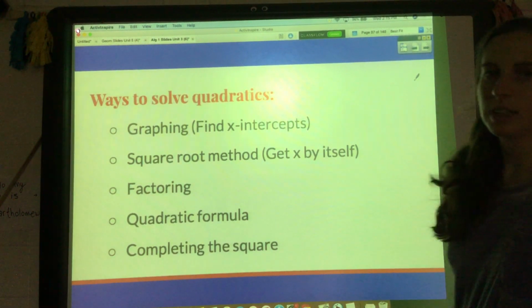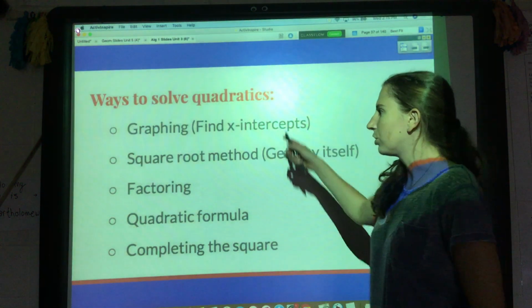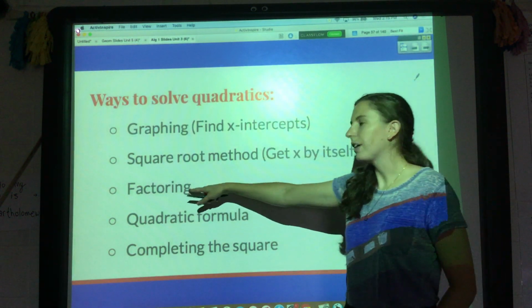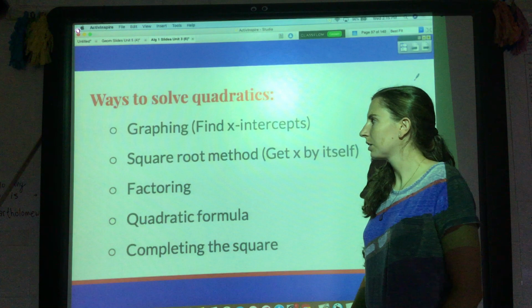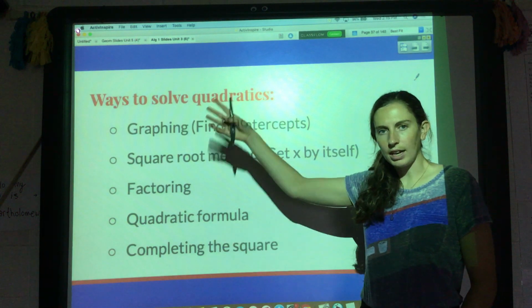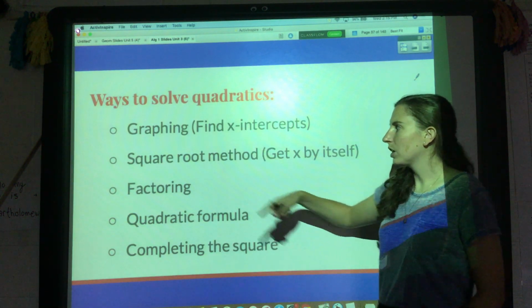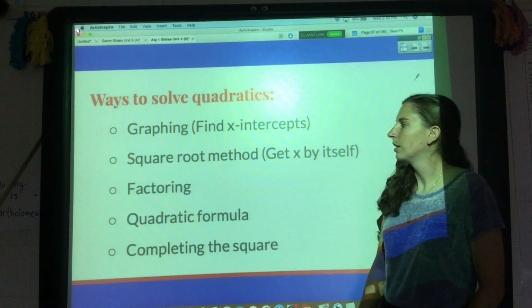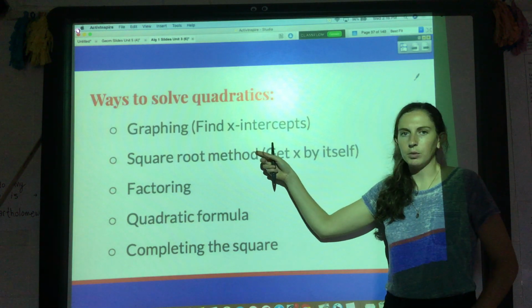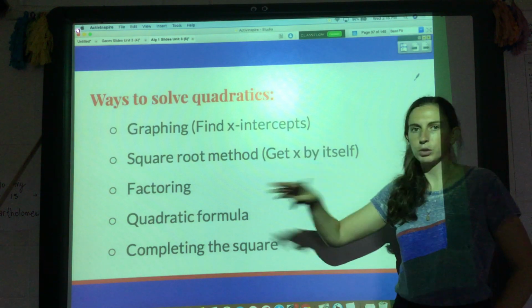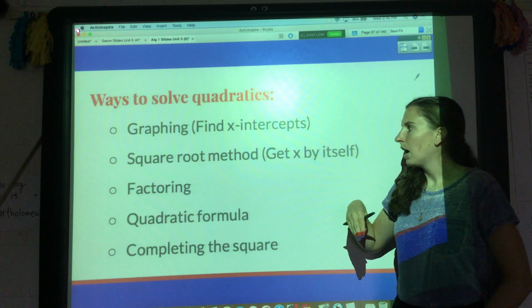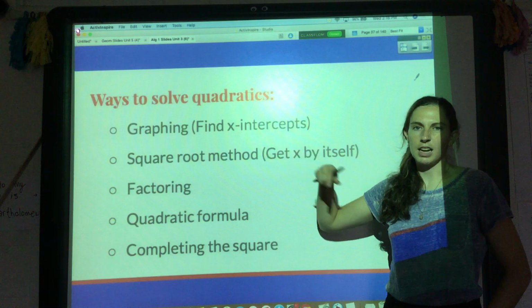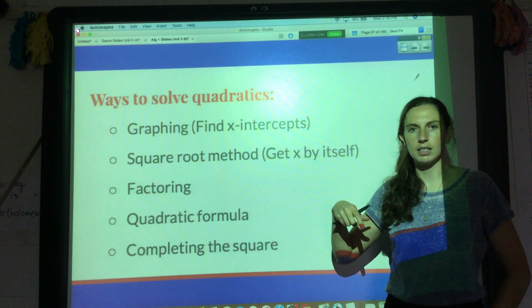So in this video, we're going to talk about solving a quadratic equation using factoring, using its factors. There are many ways to solve a quadratic. Here are some of those. We've talked about graphing, so you just find the x-intercepts. Those are the solutions. We've talked about the square root method, which is just like getting x by itself, moving everything away from the x. But sometimes graphing is kind of annoying, and sometimes square root method doesn't work.